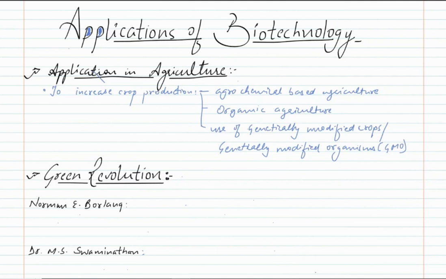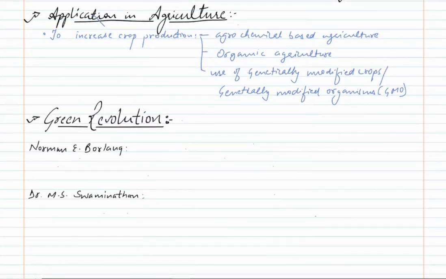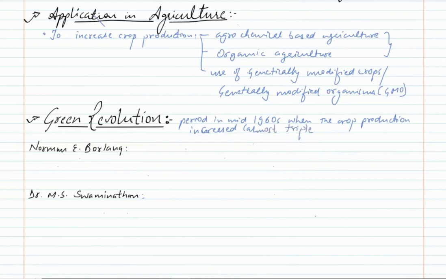Now, first we will start with the Green Revolution. Green Revolution was primarily dependent on agrochemical based and organic agriculture. So we will not be going into much detail. The very details of this Green Revolution you will study in the chapter on strategies for enhancement in food production. So Green Revolution refers to the period in the mid 1960s when the crop production of India increased and almost tripled from its original value. So, Green Revolution is the period in the mid 1960s when we became from a country of crop deficit to a country of crop excess.